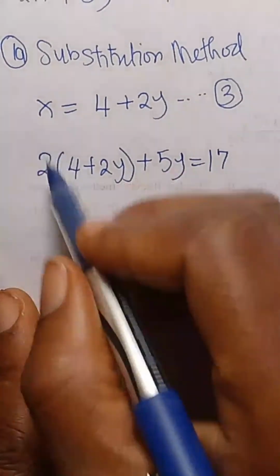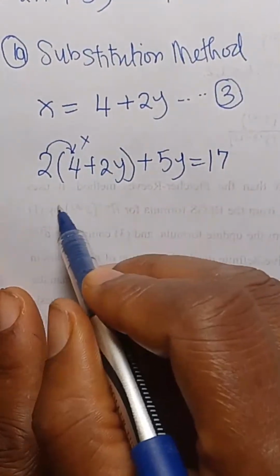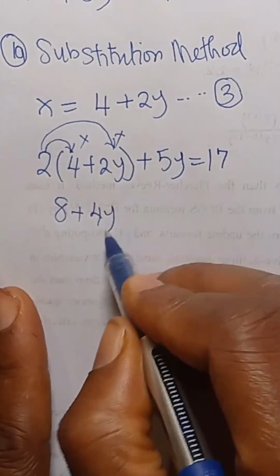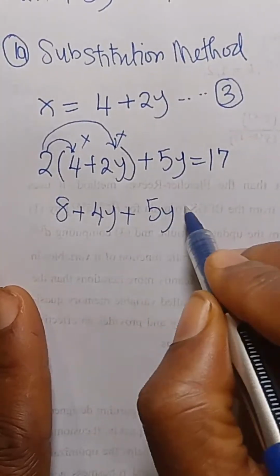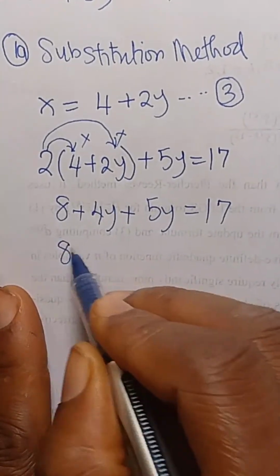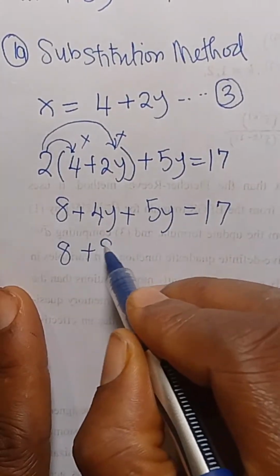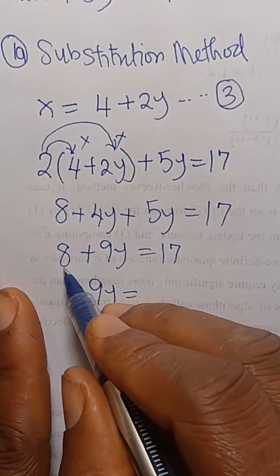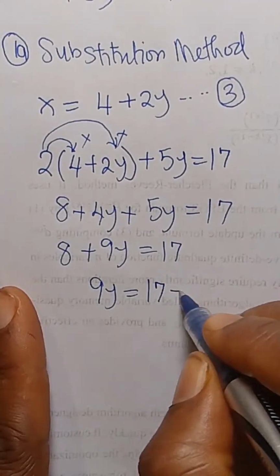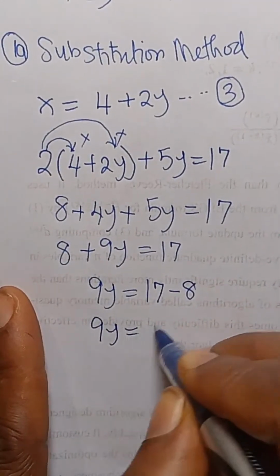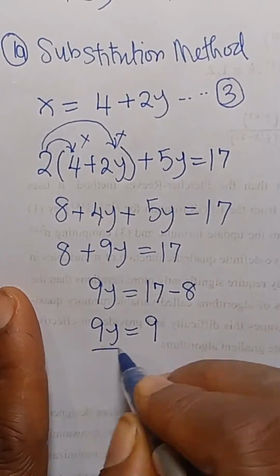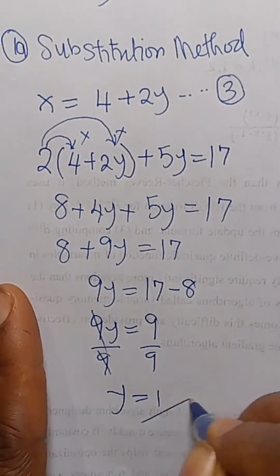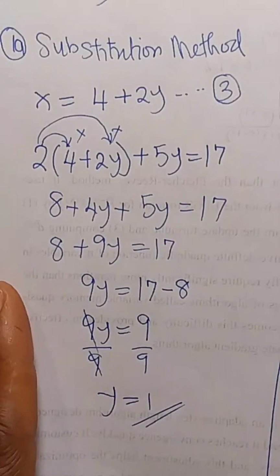Then we expand this bracket. 2 times 4 is 8, plus 2 times 2y is 4y, plus we have 5y here is equal to 17. Okay, 4y plus 5y will give us plus 9y, so 8 plus 9y is equal to 17. So 9y is equal to, move this 8 across the equality sign to become 17 minus 8. So we have 9y is equal to 17 minus 8 is 9. We divide both sides by 9. 9 will cancel, we have y equals 9 divided by itself is 1. So our y is equal to 1.